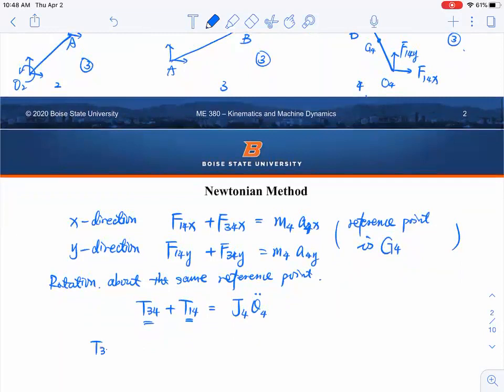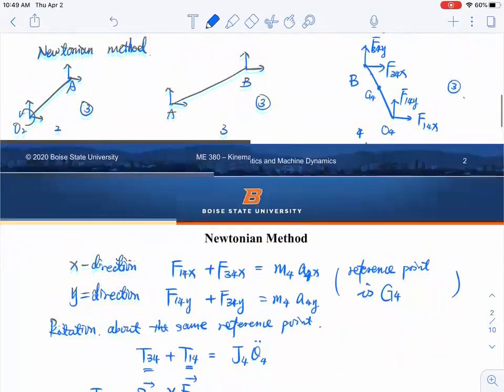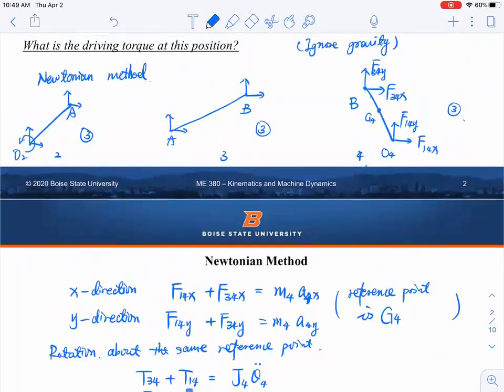Okay, so your T34 is calculated from a cross product. We need to find the position vector, cross product, your force. And what is your position vector? R34 always starts from the reference point, and then it ends where the force is applied. So in this case, that's going to be your R34. And for the second displacement vector, it starts from the same center and ends here, so that's going to be your R14, okay?